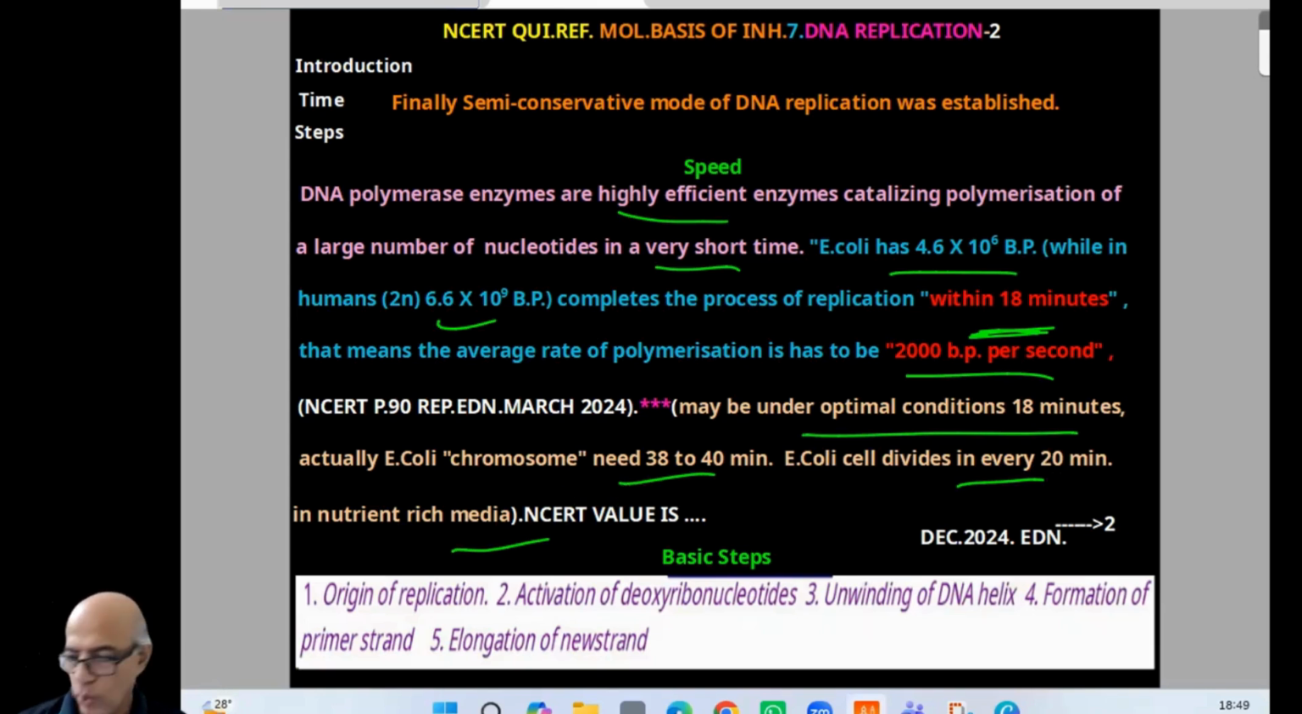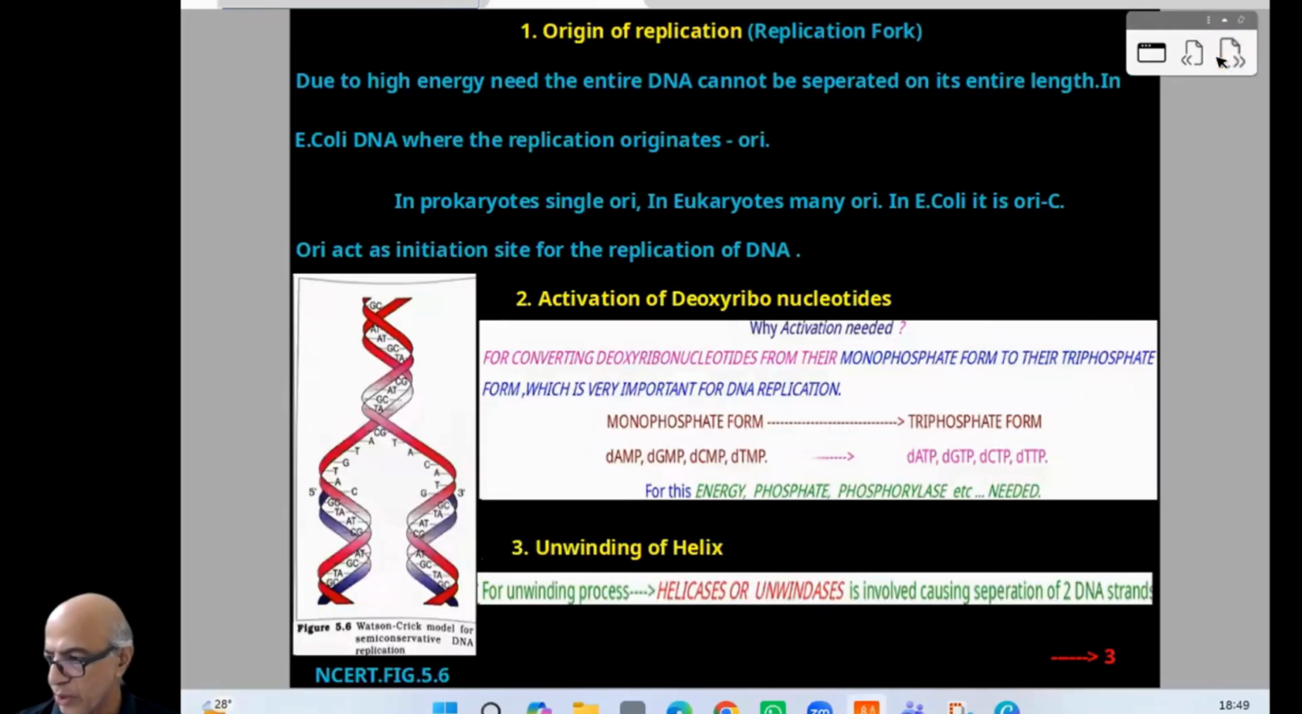There will be 5 steps. Origin of replication. 1. Activation of deoxyribonucleotides. 2. Unwinding of the DNA helix. 3. Formation of primer strands. Important: primer strand and elongation of the new strand. I think the idea is clear. Now the first page is clear, so we can proceed to the second page.